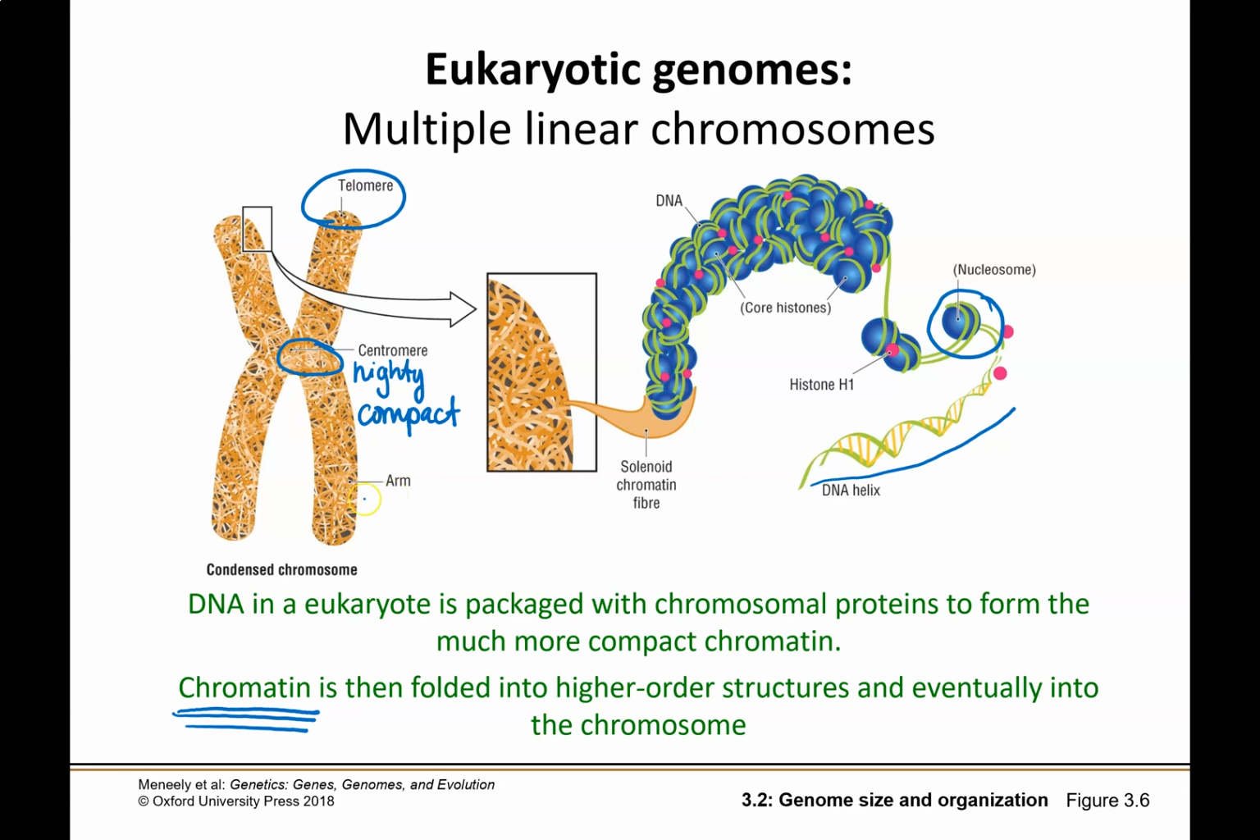Each of these guys sticking off is an arm. By convention, we name the short arm the P arm for petite, meaning short. And this is important when we start talking about mapping, when we talk about locations on chromosomes, because we'll say a particular gene is on the P arm or the short arm. The longer arm is called the Q arm. Nothing fancy about that. It's just because Q comes after P. So P for the shorter arm of the chromosome, Q for the longer arm of the chromosome.